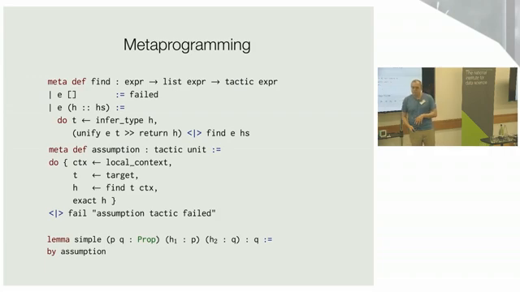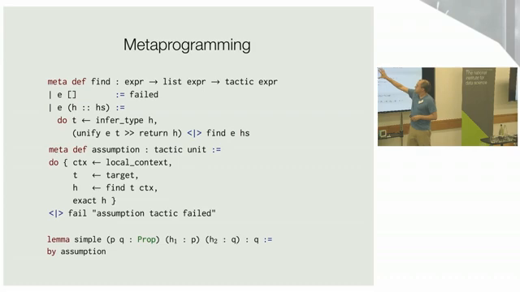A meta definition can use a regular definition. For instance, we are using the list. List is an inductive data type. We have a list library, and these are all regular definitions. In this way, from meta, you can access regular definitions, but not the other way around.